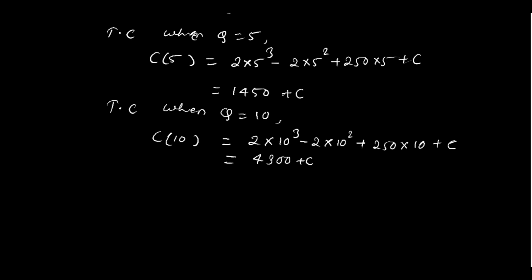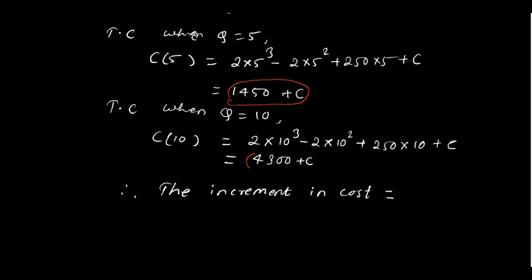What is the increment in cost? So the increment in cost is equal to how much? The difference of these two answers. When Q is 5, the total cost was this, and when the quantity produced is 10, at that time the cost was this. The difference of these two answers is the increment in the cost.